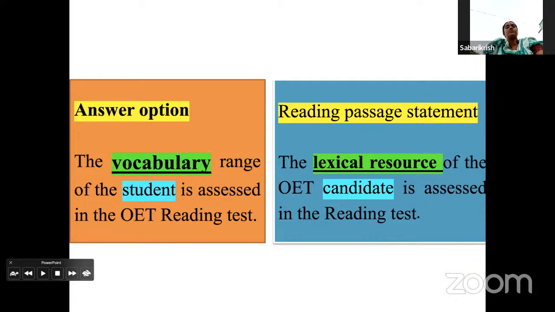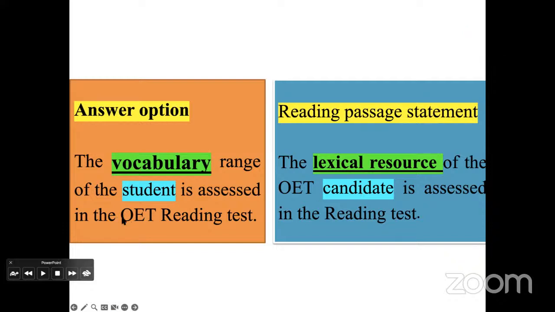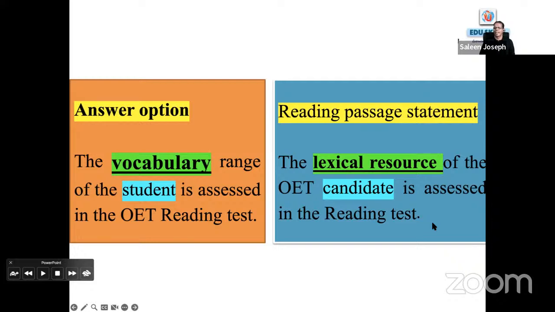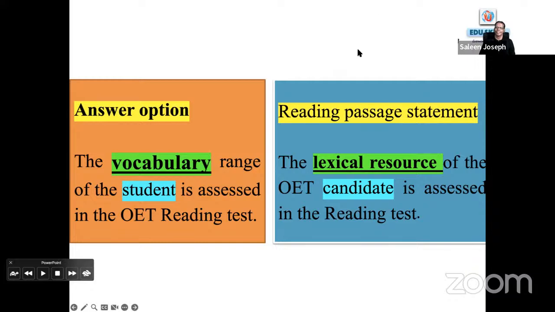OET reading test, and here it is reading test. That's okay. Here it is OET candidates. OET candidate means OET reading test. This is how paraphrasing is done. Paraphrasing is the key to success in all the 4 subtests, definitely in reading and listening. This is how they give it in the text and in the answer options, just to give you an idea. It will become very easy for you once you go on practicing and become competent. Don't worry.